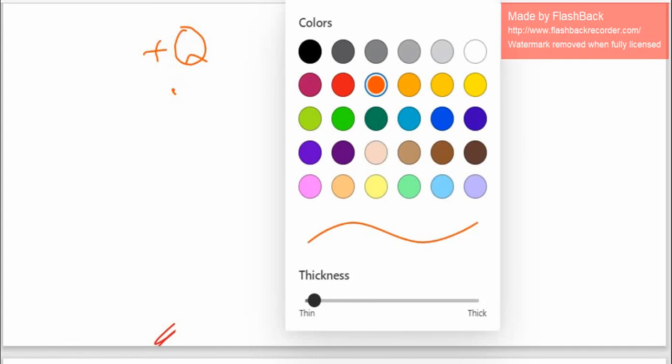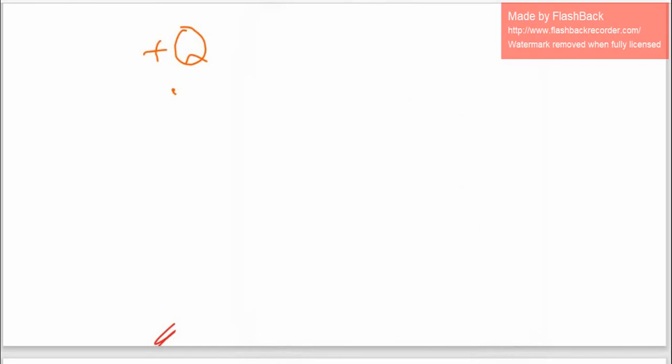Now I turn to electric potential, and for that I start off here with the charge plus q, located here at some position, and we have some position P at a distance r from this charge.